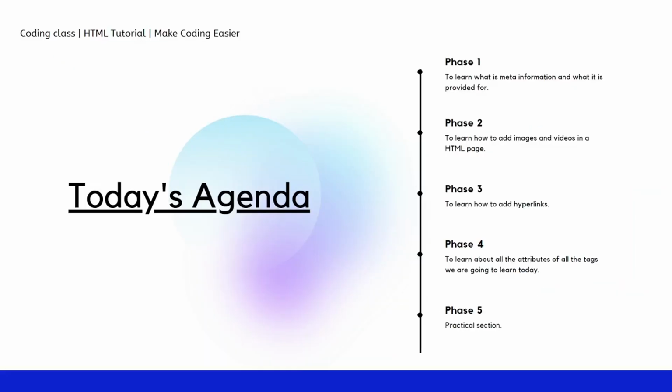Let's have a look at today's agenda. In phase 1, we are going to learn what is meta information. Phase 2, how to embed videos and images in an HTML page. Phase 3, an interesting phase, how to add hyperlinks. Phase 4, to learn about all the attributes of the tags we are going to learn today. Phase 5 is a practical section.